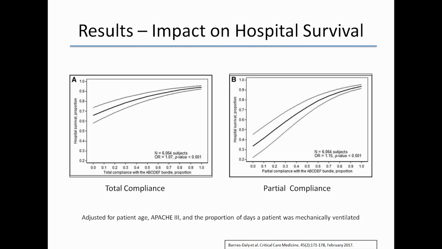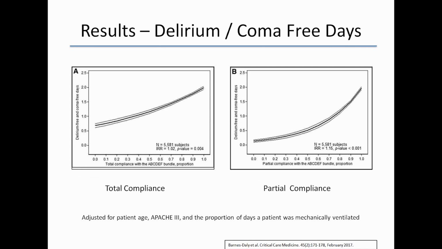ABCDEF bundle. There was a similar improvement seen in the number of delirium and coma-free days. The graph on the left shows patients who had total bundle compliance, the increase in delirium and coma-free days, and on the right, the partial compliance. What was seen was that for every 10% increase in total bundle compliance, patients had a 2% increase in the delirium and coma-free days. And for every 10% improvement in partial compliance, there was actually a 15% improvement in delirium and coma-free days. So this study further supports, on a very large scale, the largest scale yet reported, that there can be a significant impact in our patient outcomes by implementing this coordinated 6-component ABCDEF bundle.